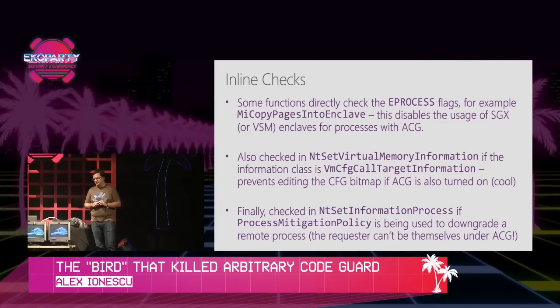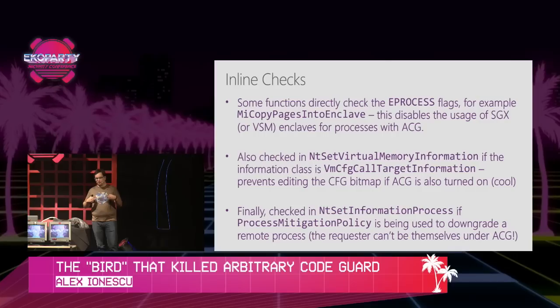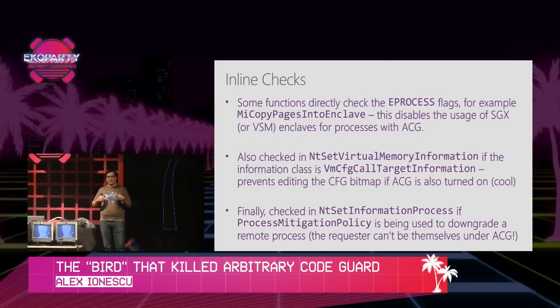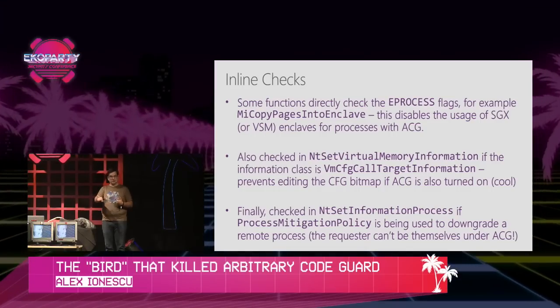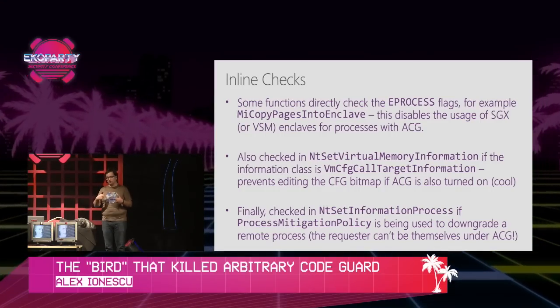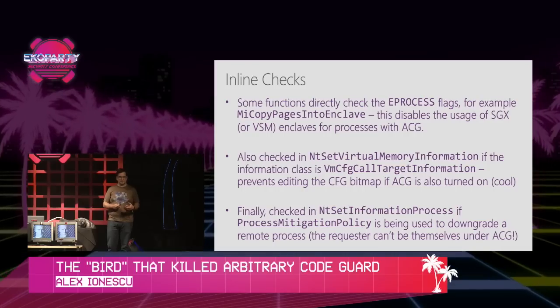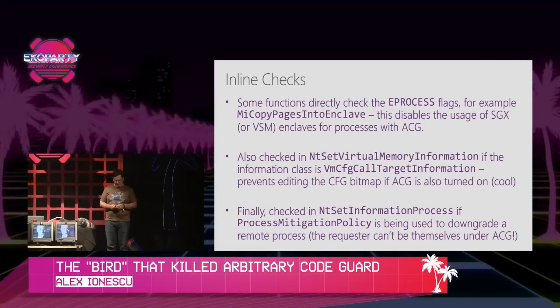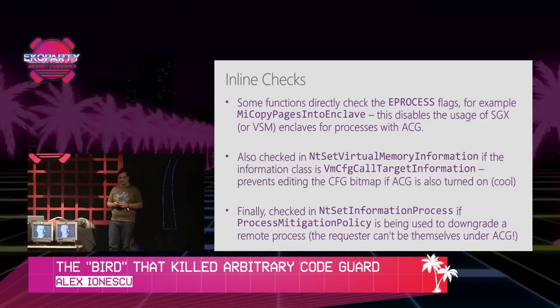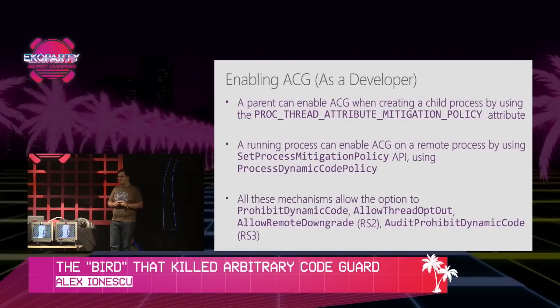The last check is, of course, if you yourself have arbitrary code guard turned on, you cannot turn it off on yourself, nor can you turn it off on someone else. So if we're mitigating you, you can't unmitigate yourself, and you can't unmitigate someone else either. So there's a few checks to make sure that the mitigation is kind of broadly applied against potential bypasses.